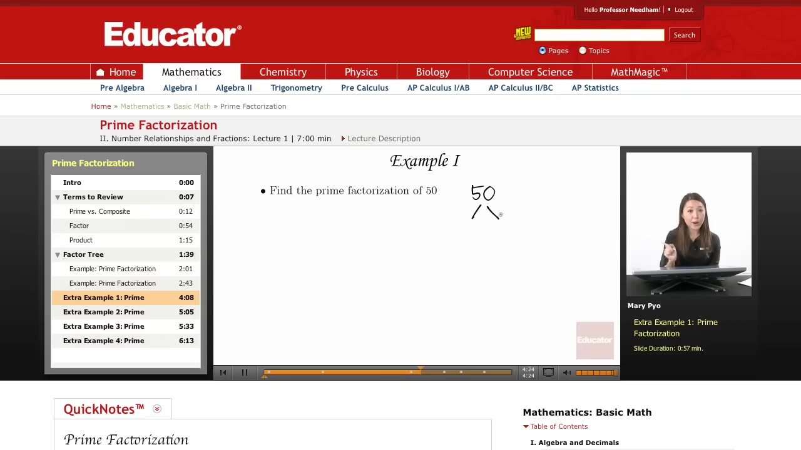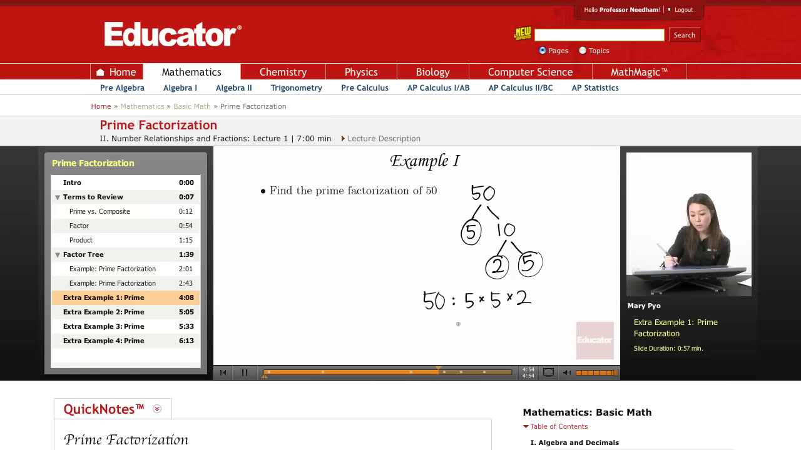I'm going to break this up into a factor pair. Let's say 5 and 10. Now 5 is a prime number, so circle that one. And then 10, I'm going to break this up even further to 2 and 5. I end up circling those. So 50 becomes 5 times 5 times 2, or I can write it as 5 squared times 2.